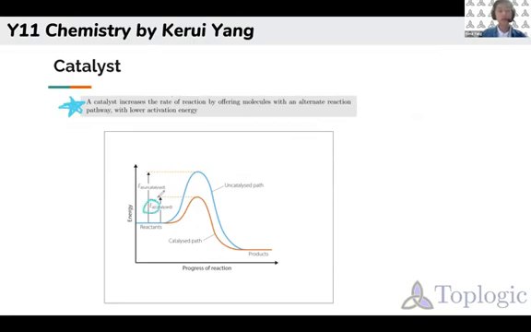How does it lower the EA? Well, the molecules don't have to react by colliding together anymore. The catalyst allows them to react in another mechanism. For example, maybe the catalyst attaches to both of these things and brings them closer together. So this would be a new mechanism with a lower activation energy.